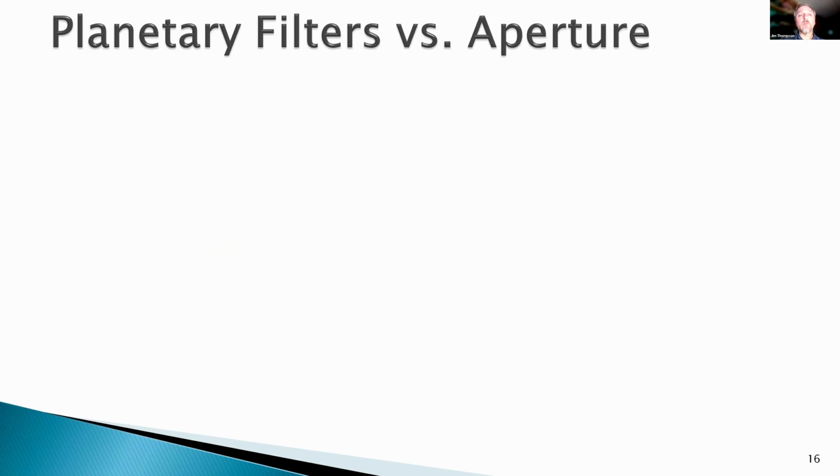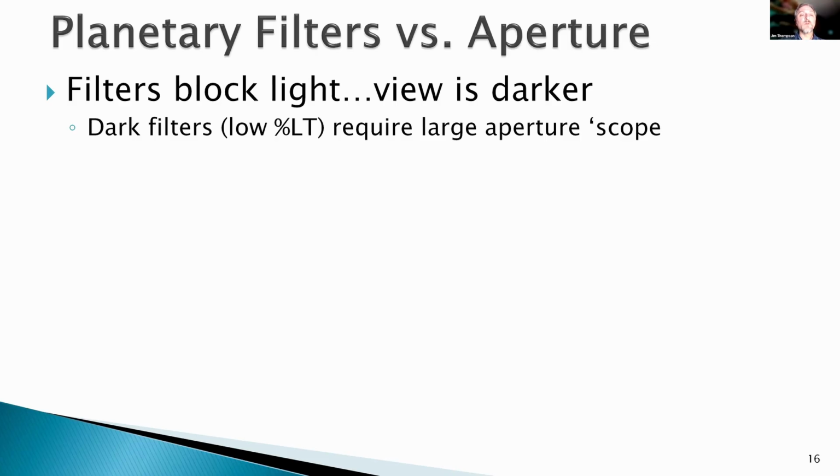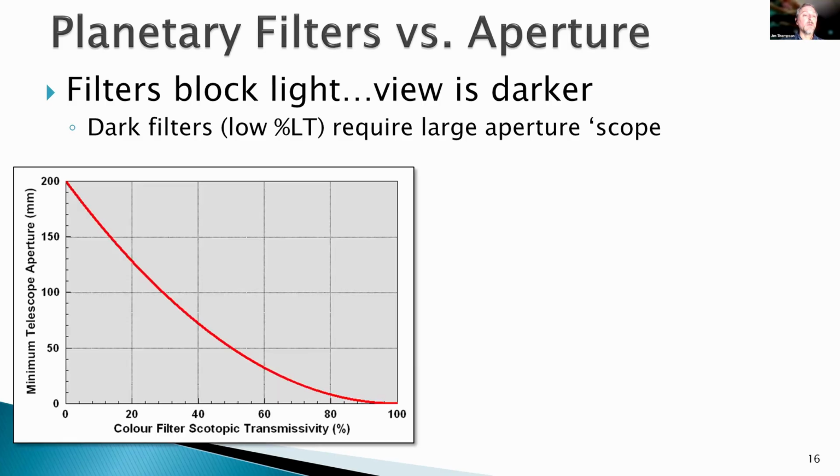One important thing to remember about color filters is that filters block light, so your view will be darker. Dark filters, so those with a low value of %LT, may require a large aperture scope to be used effectively. Based on my own experience and the anecdotes of other observers, I have constructed this graph relating color filter %LT to minimum telescope aperture. As an example, assume you are observing using a 4-inch aperture scope. From the graph, the suggestion is to only use color filters with %LT values of 30% or higher.